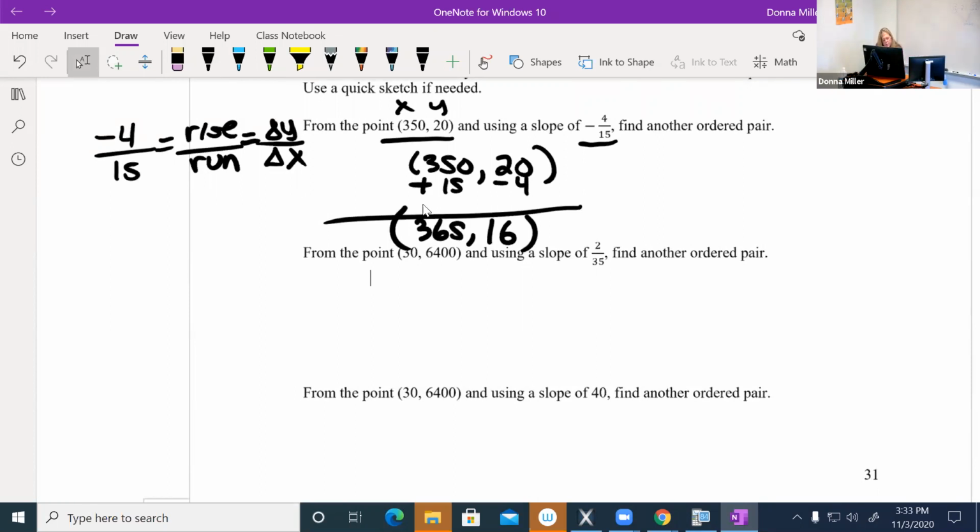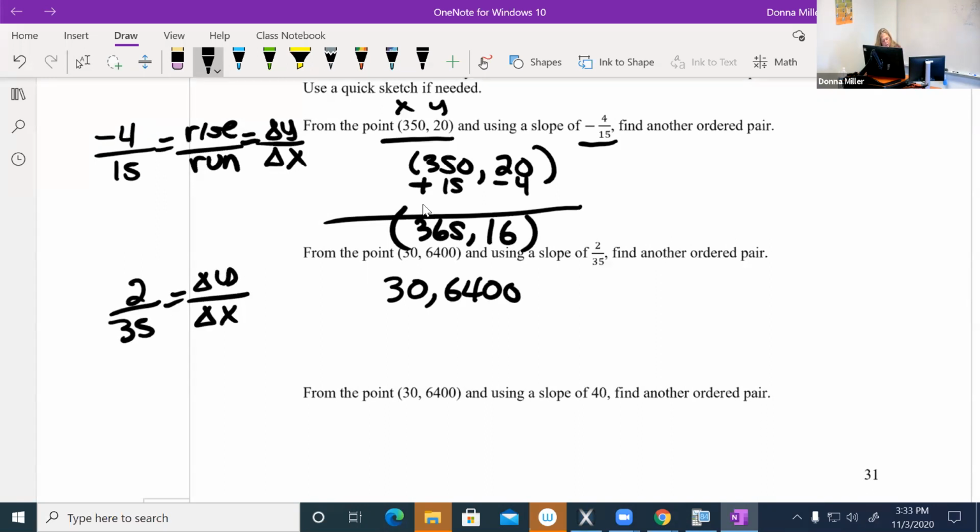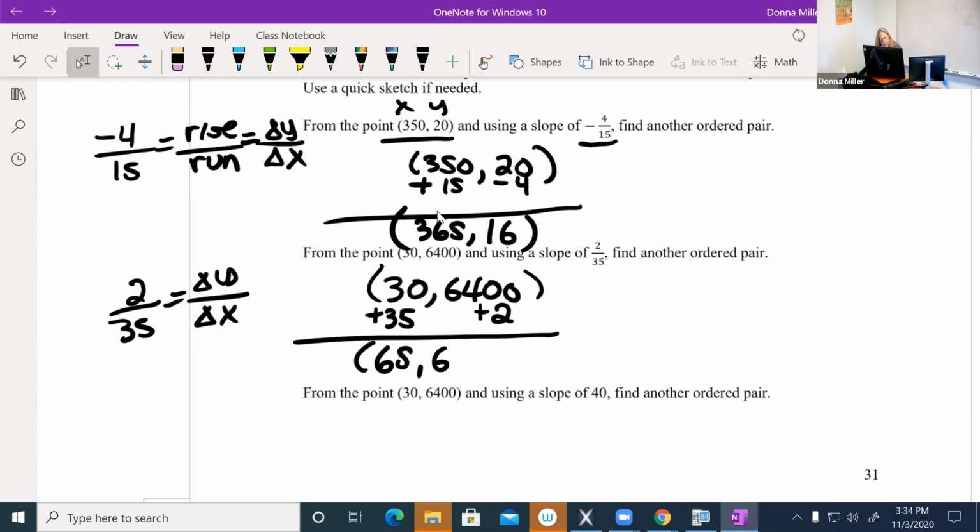Okay, so let's try this next one. I have the point 30, 6,400. So 2 over 35, remember that's the change in y over the change in x. So y is going to go up 2 when x goes up 35. I add that, you get 65, 6,402. And that would be another point on that line.